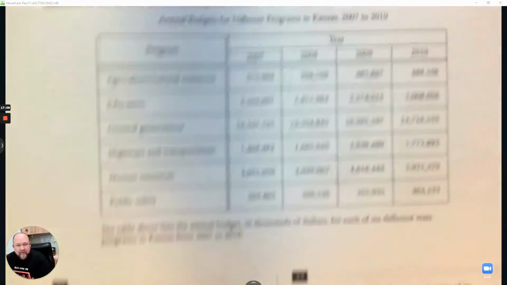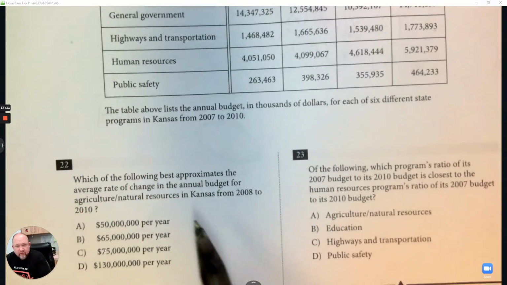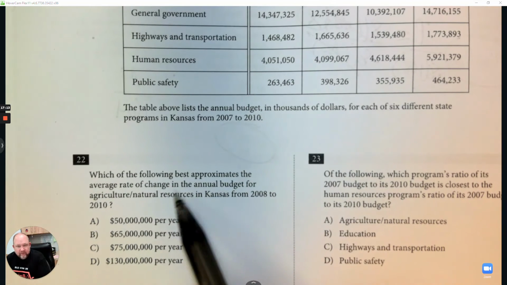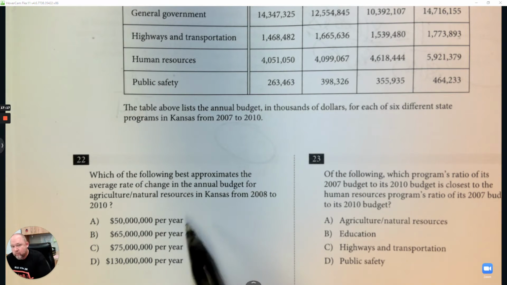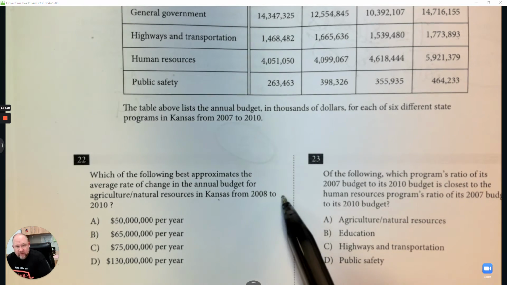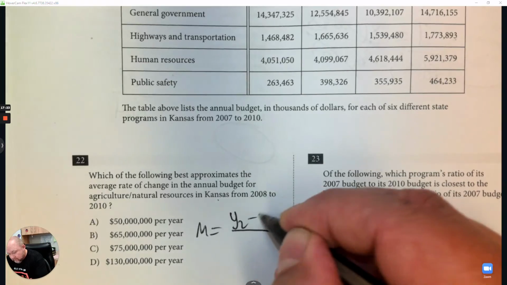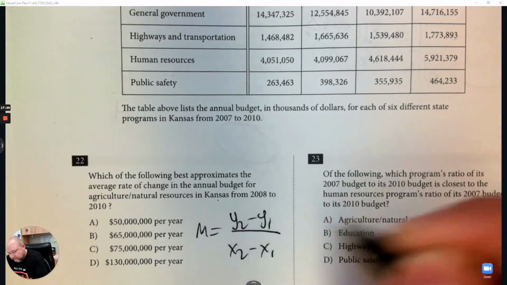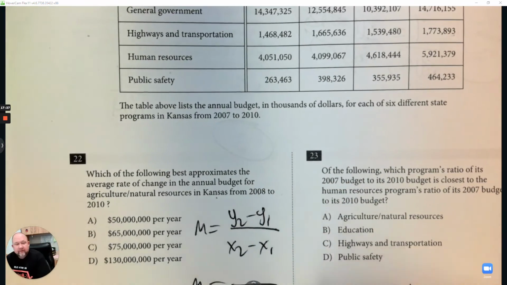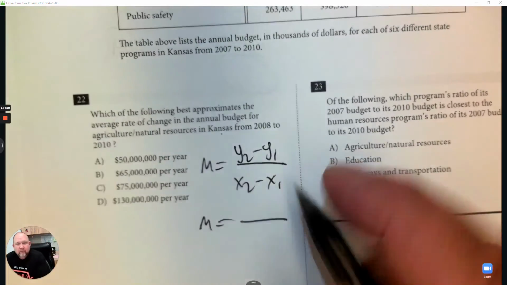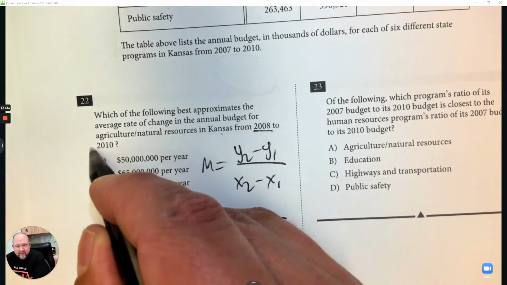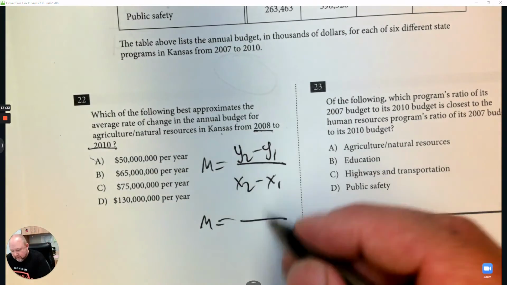All right, a lot of information. I'm going right to the question. Which of the following best approximates the average rate of change in the annual budget in Kansas from 2008 to 2010? That's a slope question. So the denominator is going to be the year. From 2008 to 2010, the difference is 2.